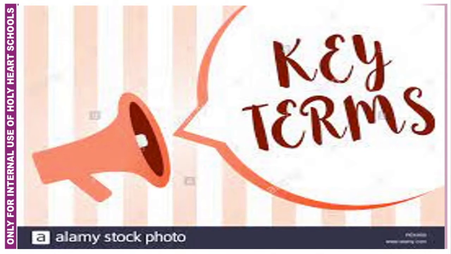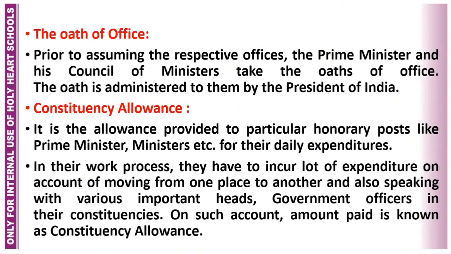I will discuss the topic-related key terms with you. The first key term is the oath of office. Prior to assuming their respective offices, the Prime Minister and his Council of Ministers take the oaths of office. The oath is administered to them by the President of India. The next key term is constituency allowance. It is the allowance provided to particular honorary posts like Prime Minister, Ministers, etc., for their daily expenditures.